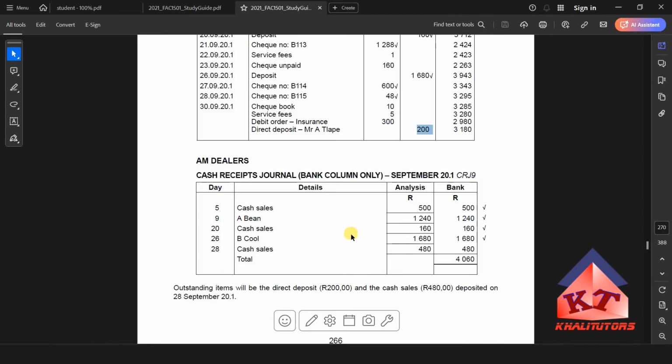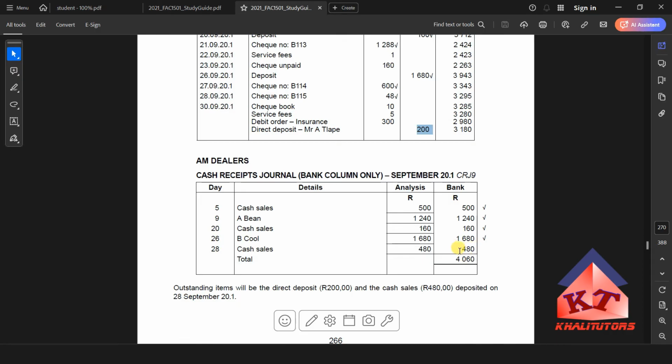In terms of our cash receipts journal and the credit side of the bank statement, you'll notice that this 480 only appears on the cash receipts journal, and the 200 only appears on the bank statement. So we are going to take the 200 and add it to the cash receipts journal. But whatever is appearing in the cash journals and not on the bank statement must be added to the bank reconciliation statement so that the bank can continue processing those monies.